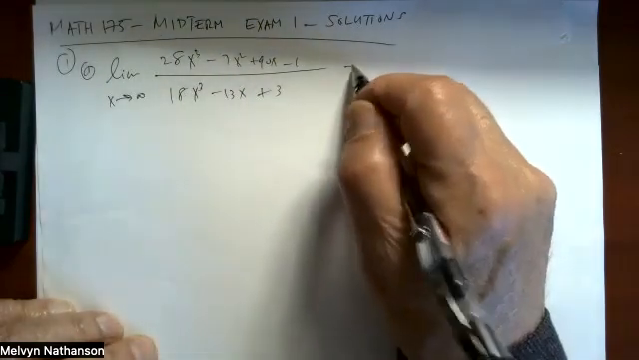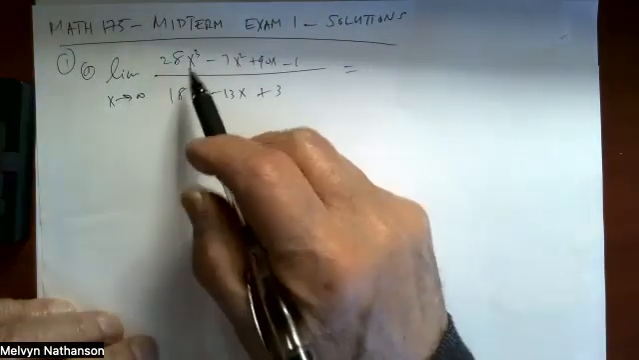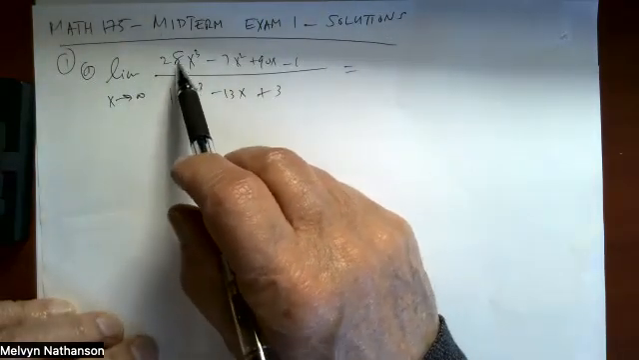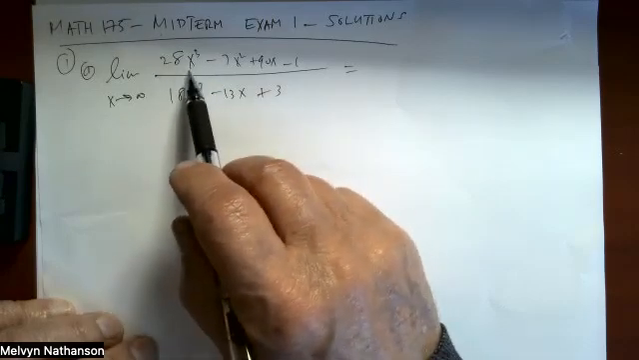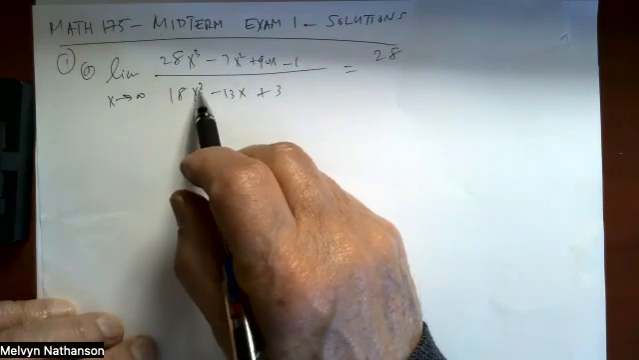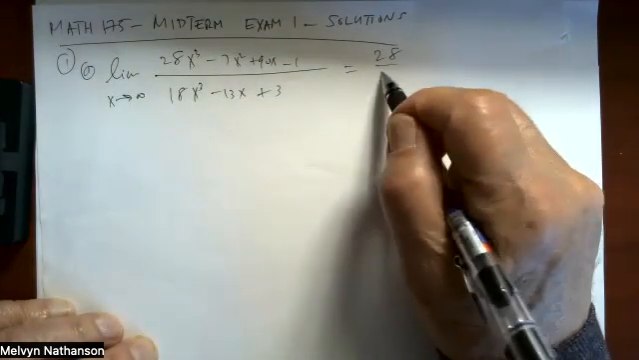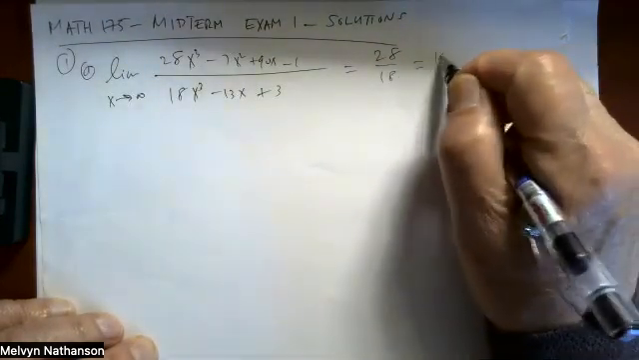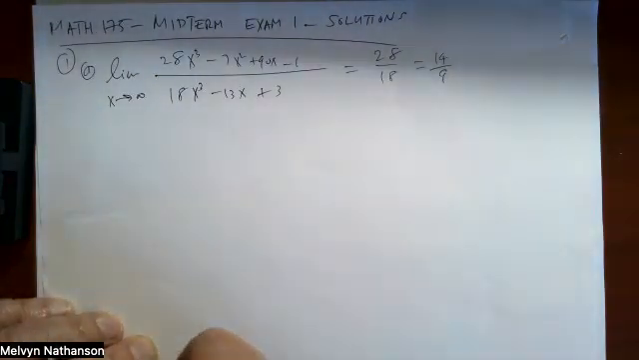And in that case, the limit as x goes to infinity is always the ratio of the leading coefficients. So the coefficient of x cubed is 28. The coefficient in the denominator of x cubed is 18. So that's the limit, which is 14 over 9.